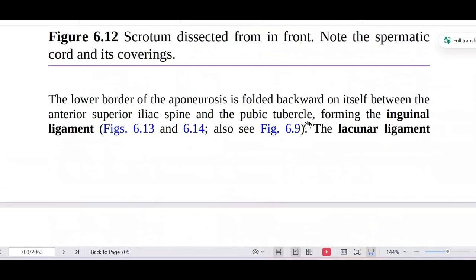Now the lower border of the aponeurosis is folded backward on itself between the anterior superior iliac spine and the pubic tubercle. So actually the lower border of the aponeurosis of the external oblique is folding backward on itself. That was the free border, and that is folding between the anterior superior iliac spine of the iliac bone and the pubic tubercle of the pubic bone, and that thickening is going to form the inguinal ligament.